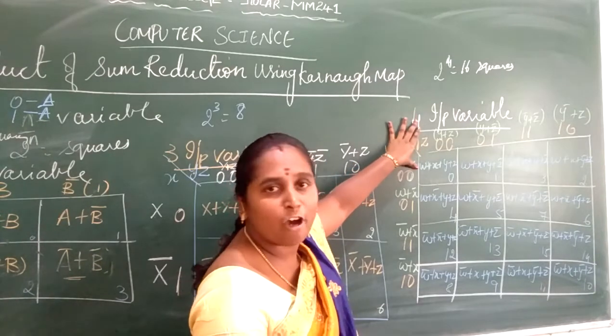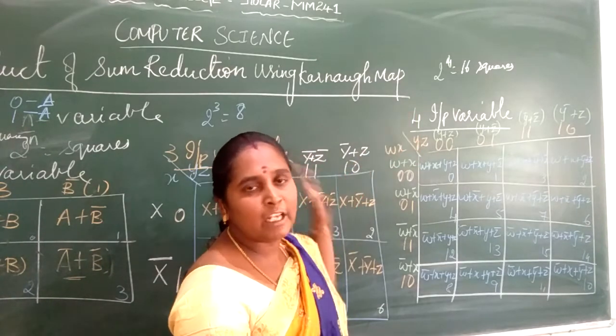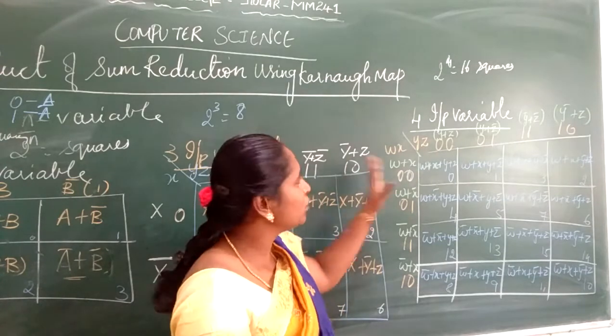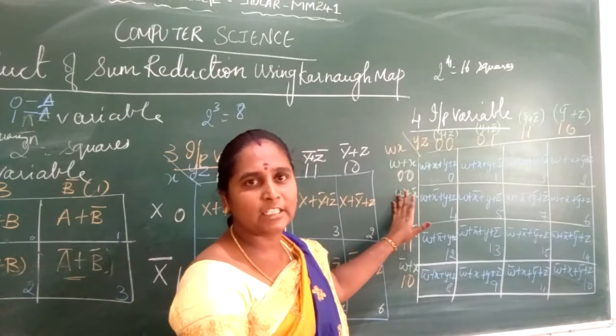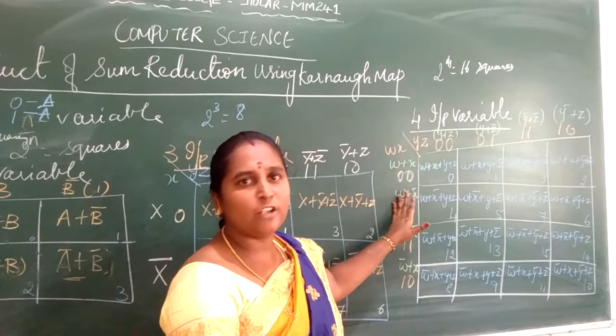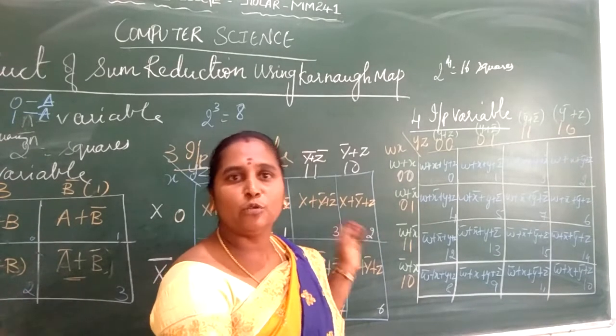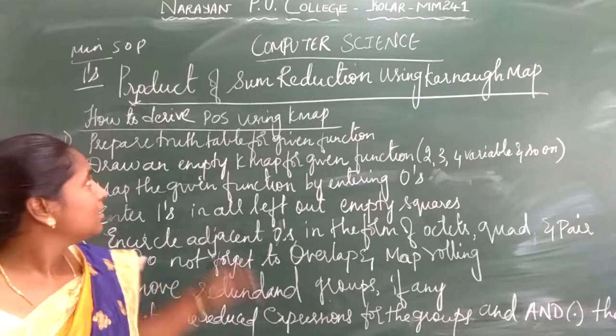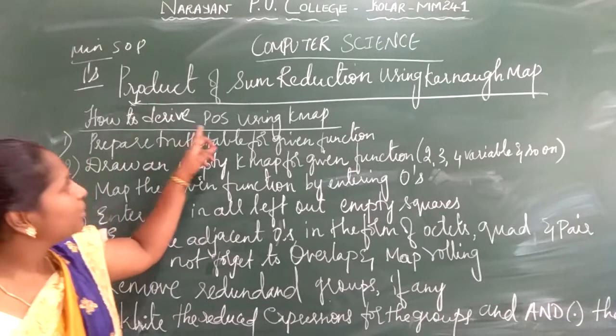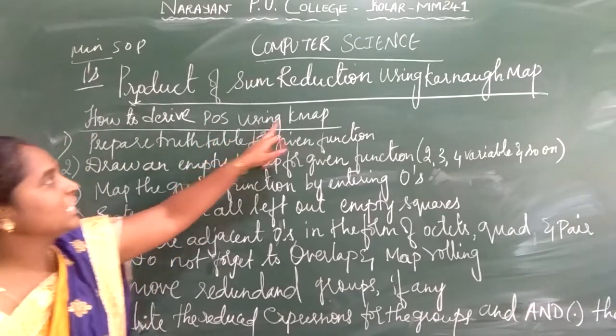For this I have performed your K-map. So similar to your midterm, you are going to represent your K-map in your max term. Let's solve one problem. Then you understand how this particular POS reduction can be done using K-map. Next, we will see how to derive POS, that is product of sum, using K-map.